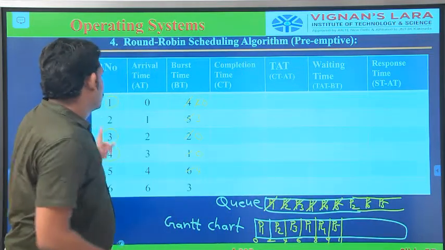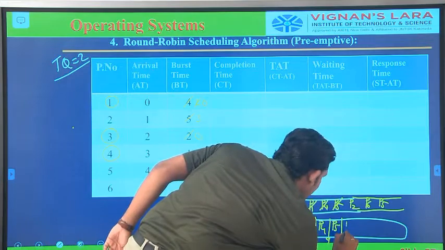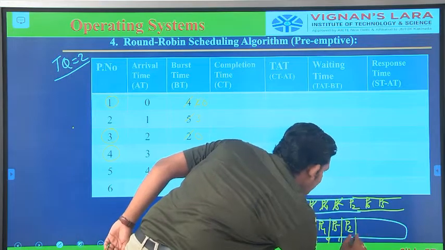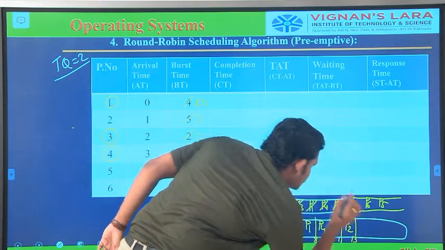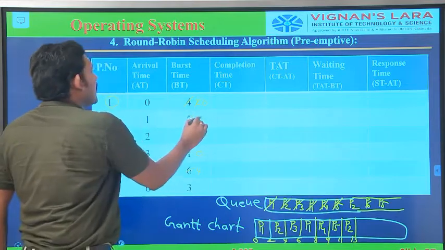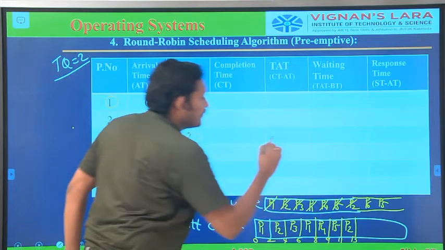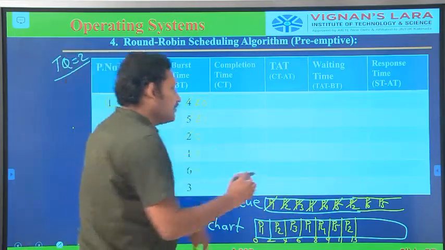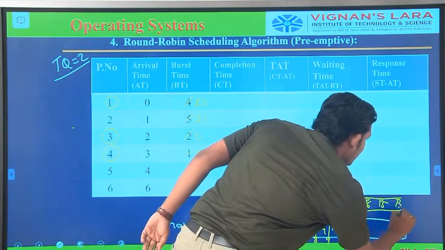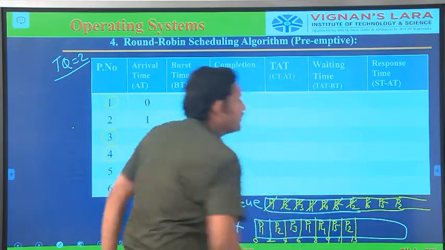Next we have P2. P2 will be executed for 2 seconds. 11 plus 2, 13. So here still 1 second is there. So P2 is executed. So we have P6, P5, again P2 will be there.